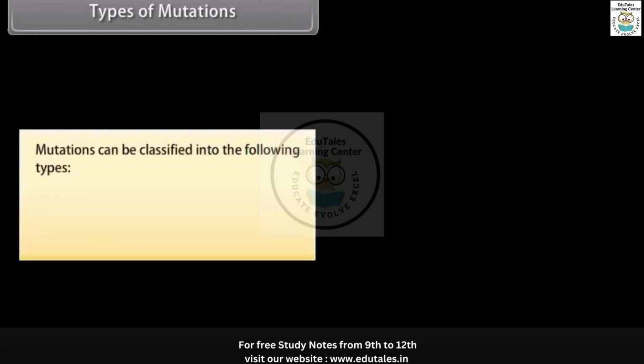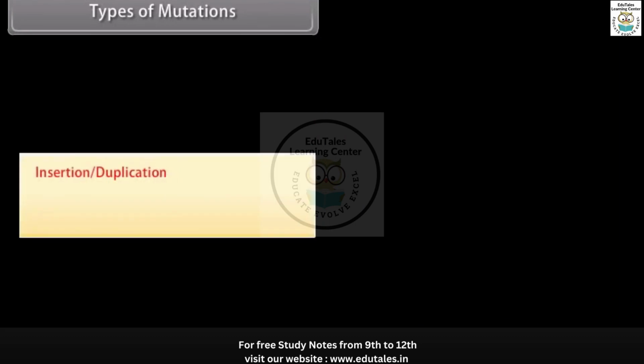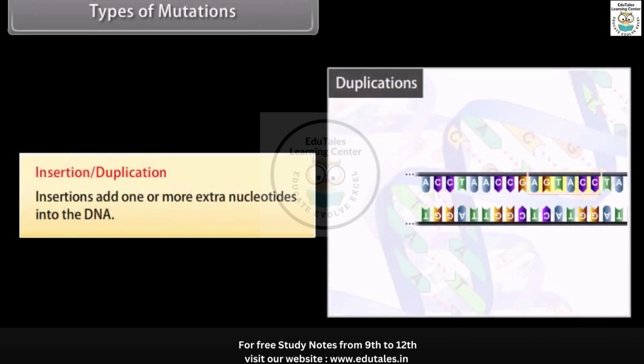Types of mutations. Mutations can be classified into the following types. Deletion: deletions remove one or more nucleotides from the DNA. Insertion or duplication: insertions add one or more extra nucleotides into the DNA.